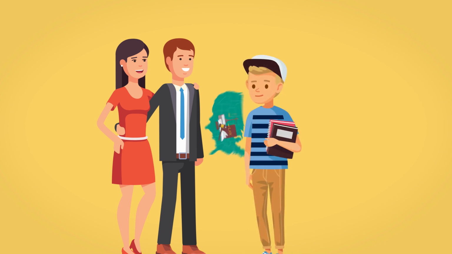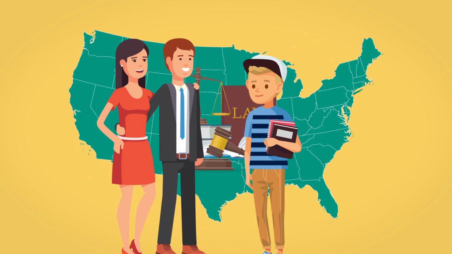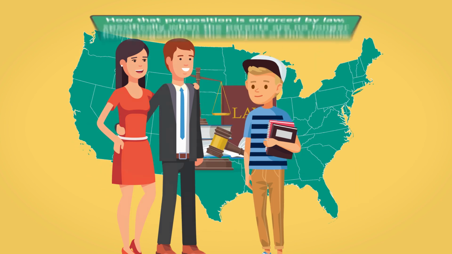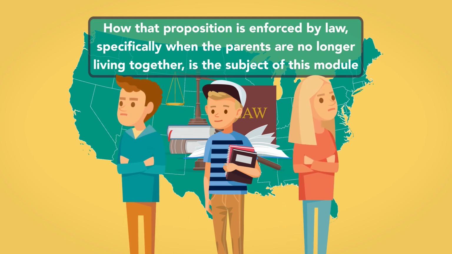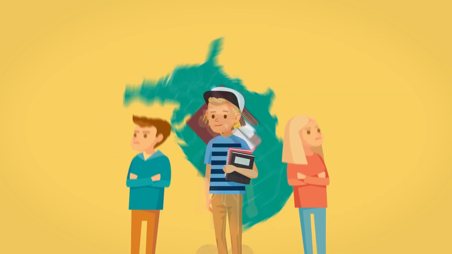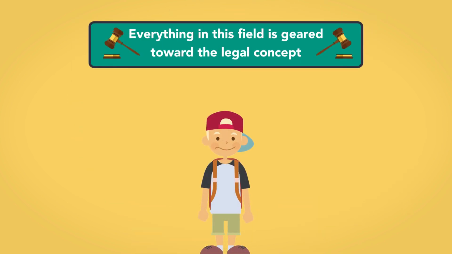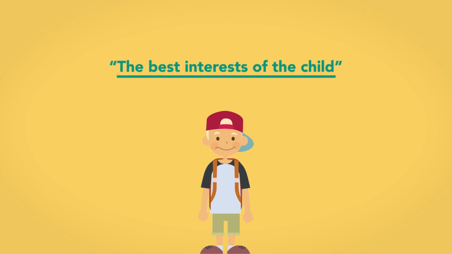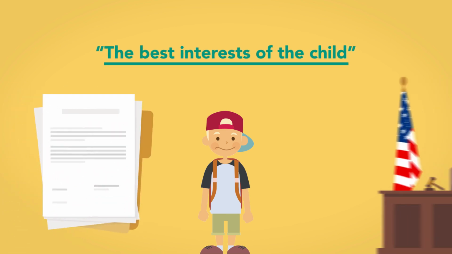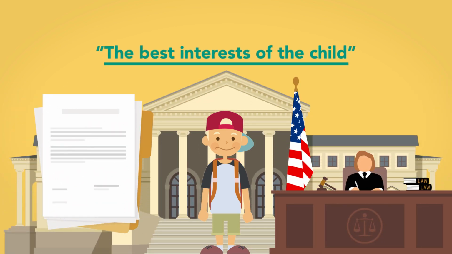That is such a universal proposition that it is a standard part of the law in every state. How that proposition is enforced by law, specifically when the parents are no longer living together, is the subject of this module. The key here is that everything in this field is geared toward the legal concept of the best interests of the child. That is the guiding principle of every legislature, judge, and governmental agency when working in the child-oriented areas of domestic relations.